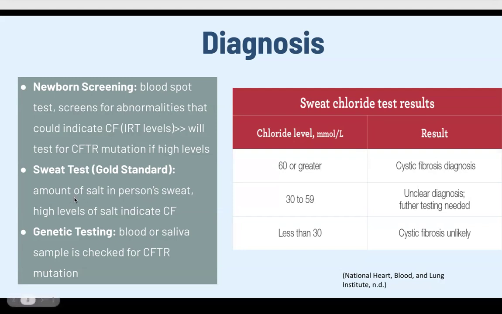The sweat test is kind of the gold standard test for diagnosing CF. It's essentially the amount of salt in a person's sweat. High levels of salt indicate cystic fibrosis. If you can see on the right, this is a table explaining that if a person has 60 or greater millimoles per liter of chloride in their sweat, that would result in a cystic fibrosis diagnosis. Additionally, some genetic testing can be done. Blood or saliva samples can be checked for a CFTR mutation.